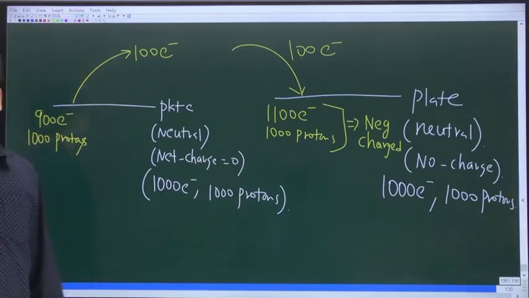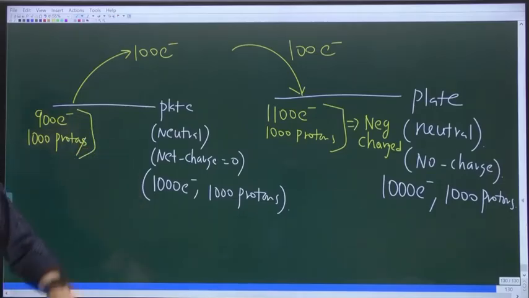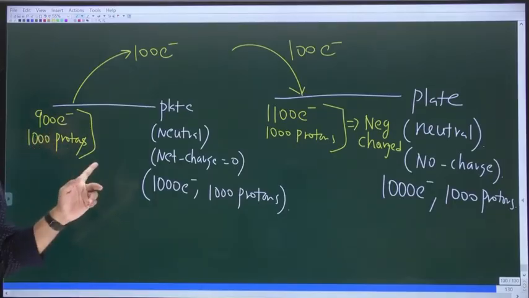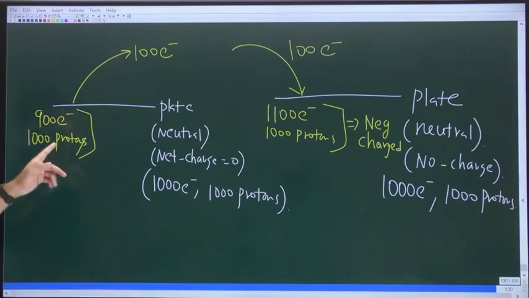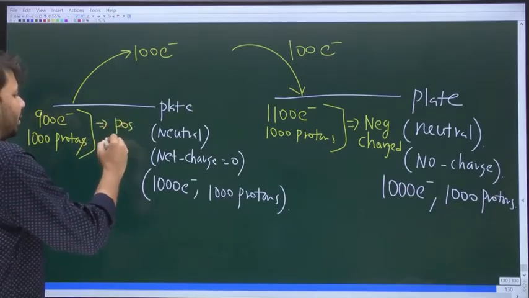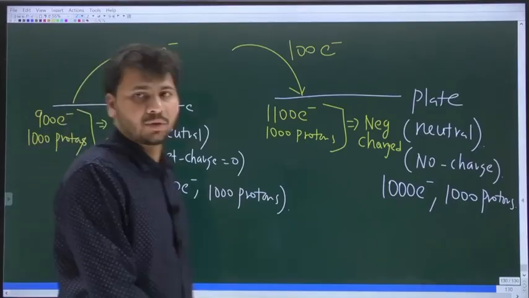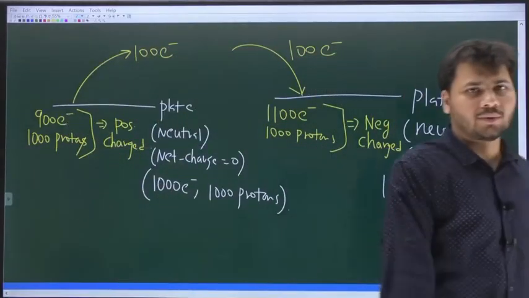So look at the net number of electrons and protons. Net number of electrons is 900, whereas the number of protons is 1000. Electrons are negatively charged. Protons are positively charged. Are we not having more positive charges as compared to negative charges? That means this plate will become positively charged.